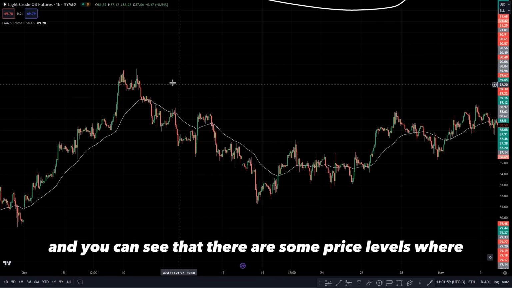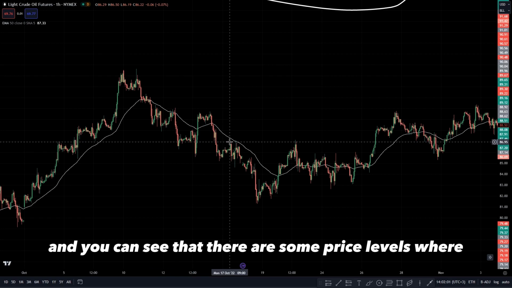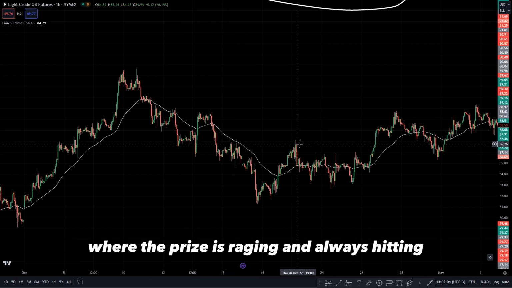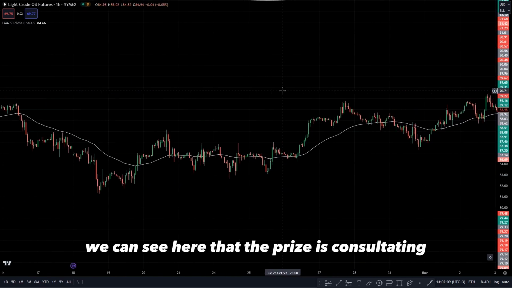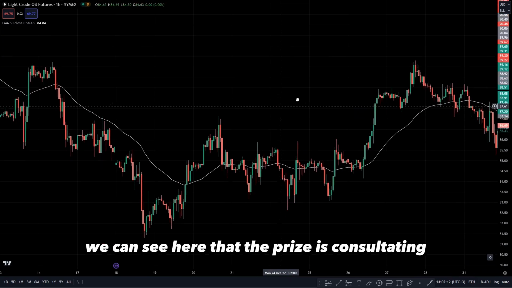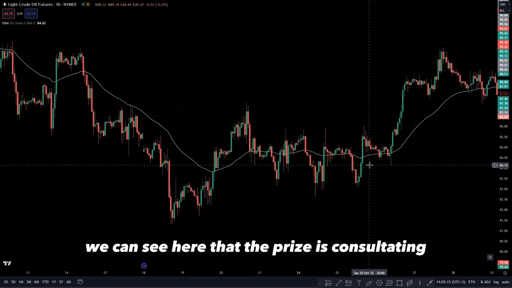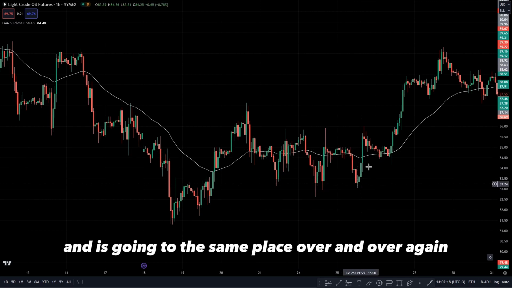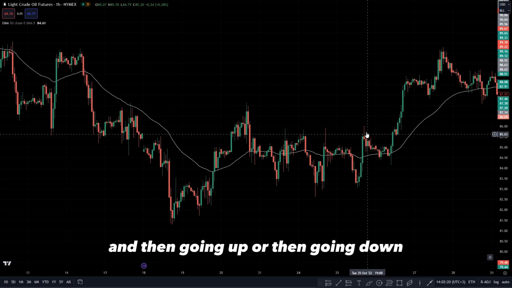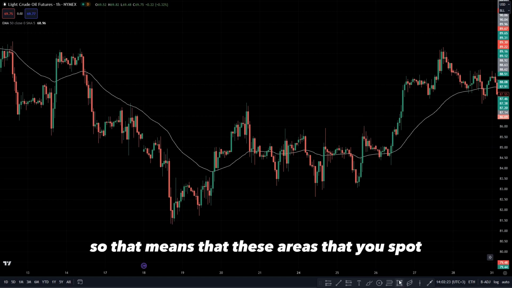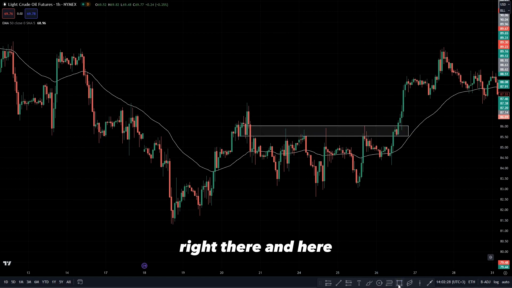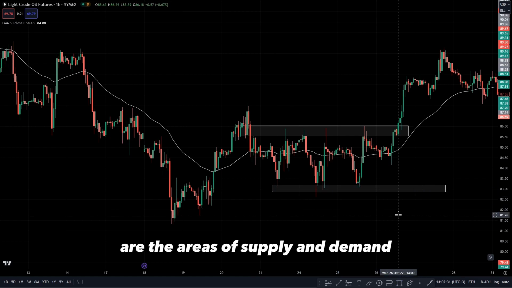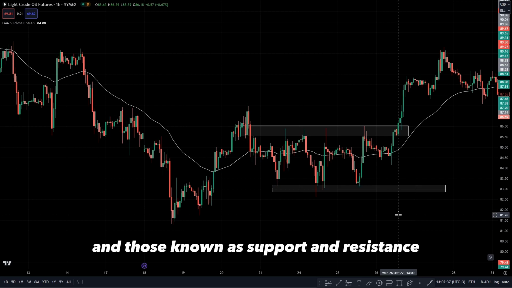You can see that there are some price levels where the price is ranging and always hitting. For example, we can see here that the price is consolidating and is going to the same place over and over again and then going up or then going down. So that means that these areas that you spot, for example, right there and here, are the areas of supply and demand, known as support and resistance.